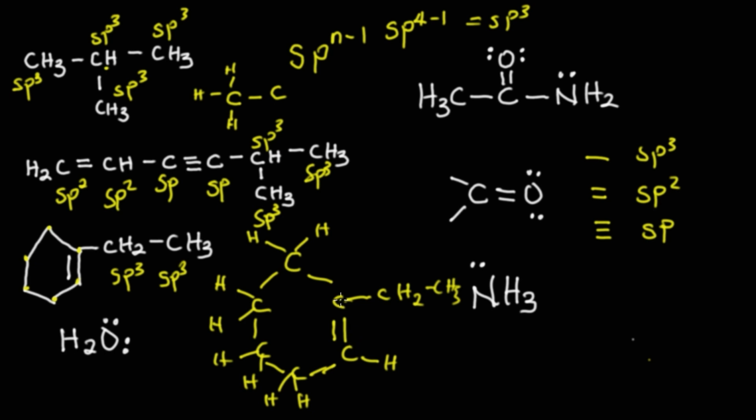Now, this one was bonded to 1, 2, 3, 4, making it complete. Now, how do we assign hybridization to it? If you look at this first carbon, it is bonded to 1, 2, 3, 4 other carbons, so it is automatically sp3. Single bond, sp3. This is a single bond. It's going to be sp3. This one is a single bond, sp3.